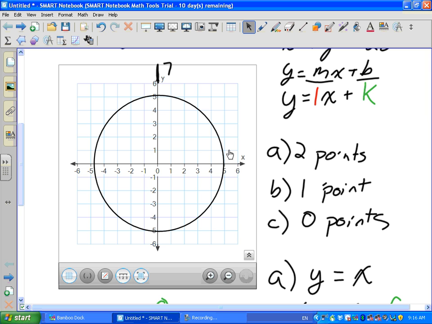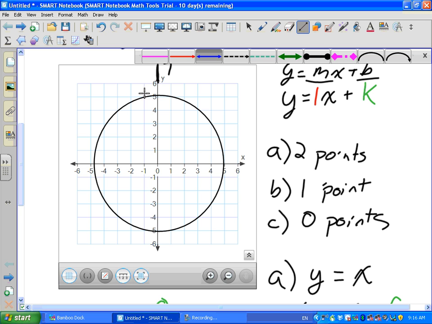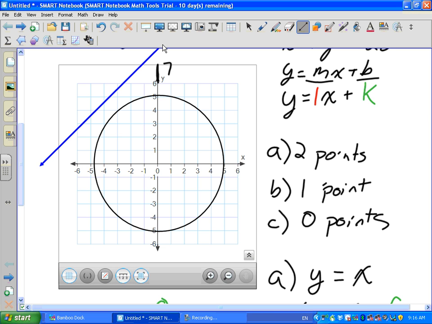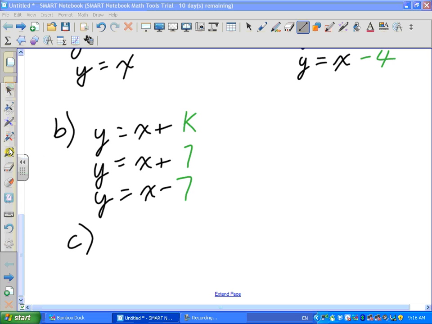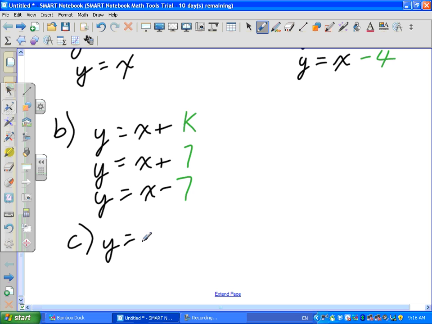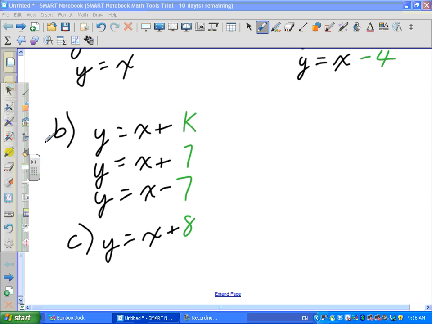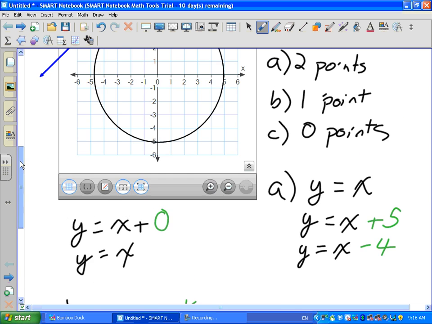Okay, finally, equations of a line that do not intersect the circle. This should be pretty easy after what we've just done. Can someone give me an example of one? +8, sure. So assuming the graph is somewhere out here, plus, and that's right, 8 most likely would have been tangent to the circle, -8, and anything beyond that.